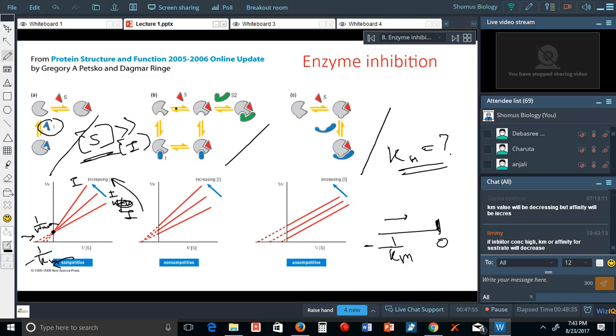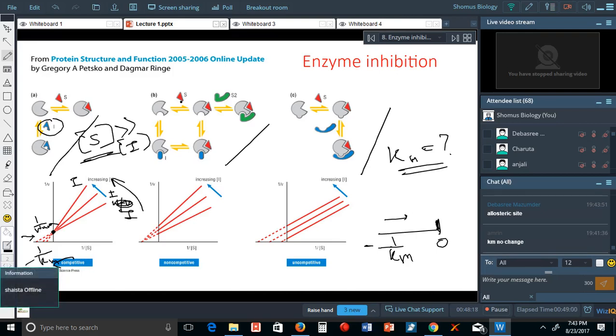Non-competitive inhibition is when the enzyme is free, but in this case the enzyme does not have only one active site, it has more than one site. More than one site, that's also known as an allosteric site, right?